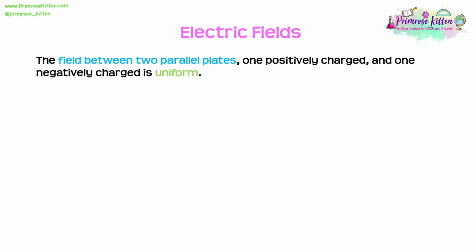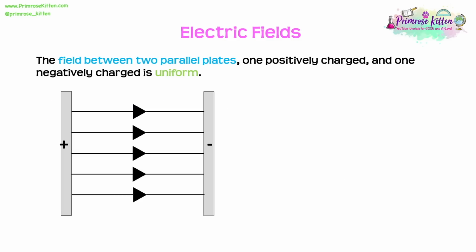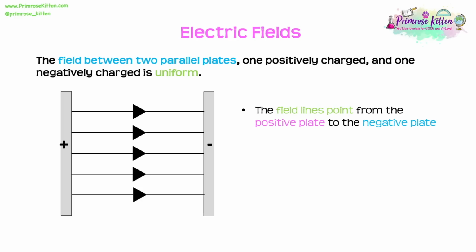Now alternatively, if we had two parallel plates, one of which has a positive charge and the other one has a negative charge, again we're going to observe the field lines pointing from positive to negative. However, we're also going to see that these lines are straight and parallel to each other. And it's this fact, the fact that they're straight and parallel, that means that we have a uniform field.